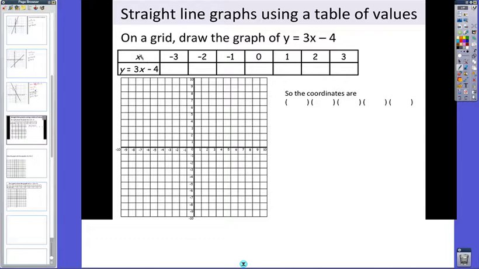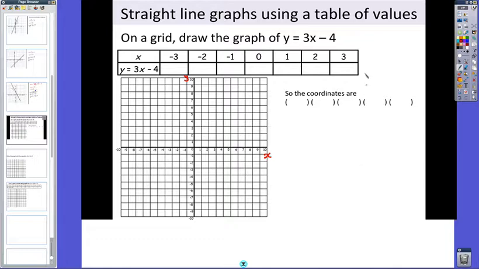Sometimes a question will give you a table of values like this. And I've also drawn my x and y axes, and I've labeled them minus 10 to 10 for the y and minus 10 to 10 for the x. I'm just going to quickly write down this is the y-axis and this is the x-axis.